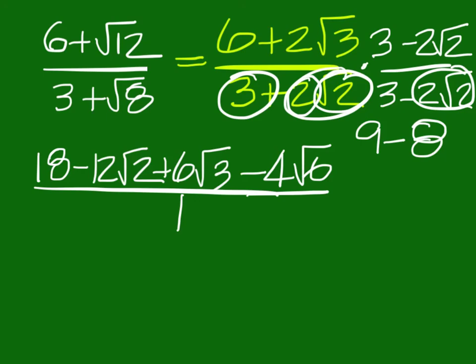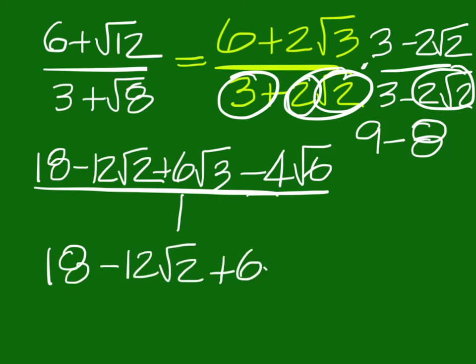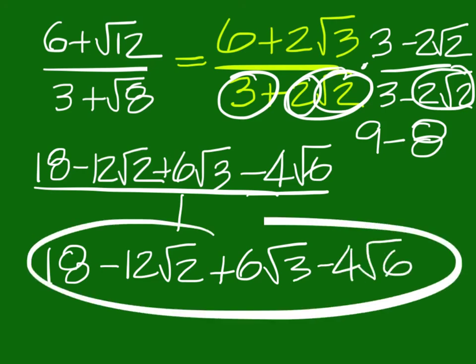Let's go back and inspect this stuff. We have a radical 2, 3, and 6. Can't simplify those anymore, and you can't combine them together. You only have a constant of 18. So the only thing you can do is just write 18 minus 12 radical 2 plus 6 radical 3 minus 4 radical 6 by itself.